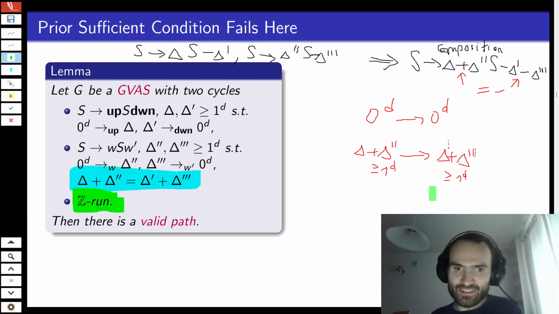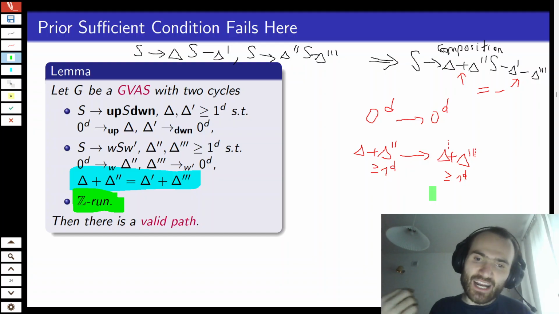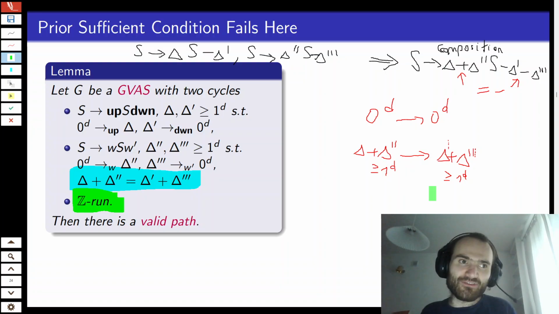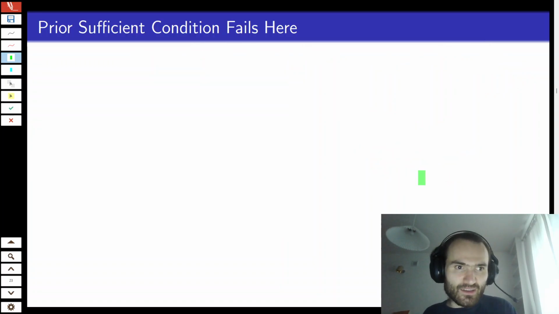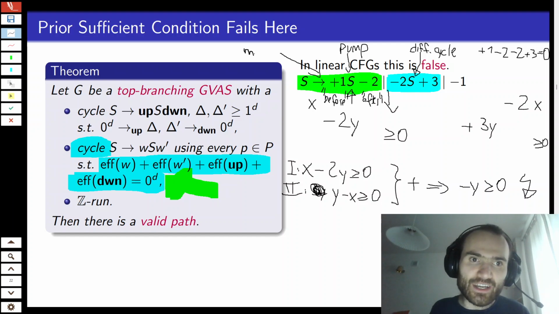The point is the left and the right hand sides of what you did are equal. Because the left and the right hand sides are equal, when you do this reduction, you still ask for a run from 0 to 0. This was different in this situation. In this situation, if you apply the pump, then afterwards you want a run that creates more effect.